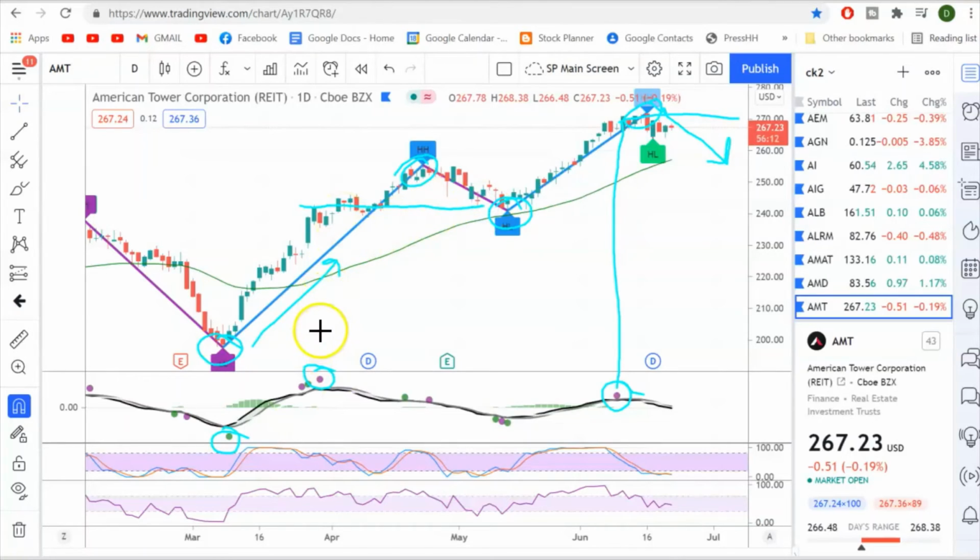That would have been a loser. Here's one, and that would have been a winner. So you have a loser and maybe 3 winners. 75%. Is that good enough for you? American Tower is tough. That's a tough stock to predict. These 5G stocks are very whimsical.